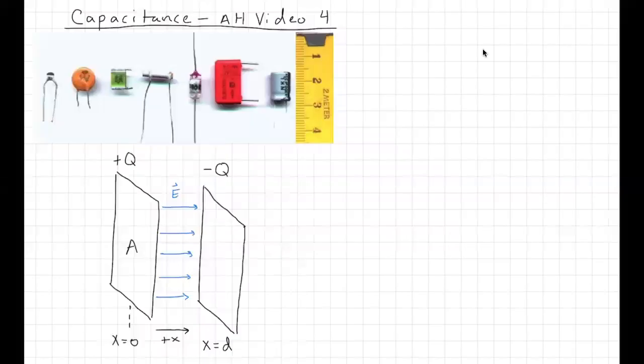Hi everyone. In this video, I want to give a brief overview of what capacitors are and some of the ways that we'll talk about capacitors as we move forward. And I want to define capacitance. So briefly, the most basic definition of a capacitor is any device that stores charge. Let me write that down. A capacitor is any device that stores charge.